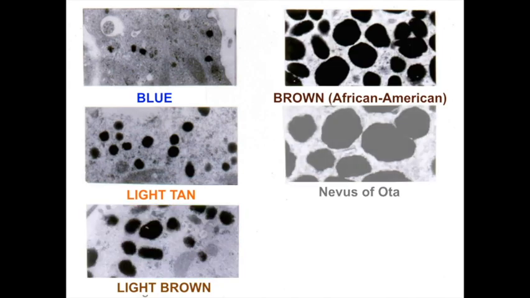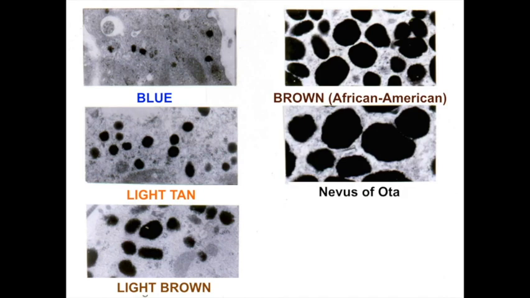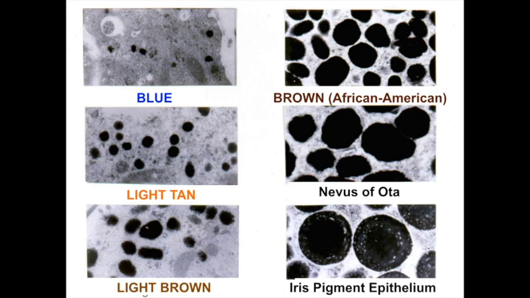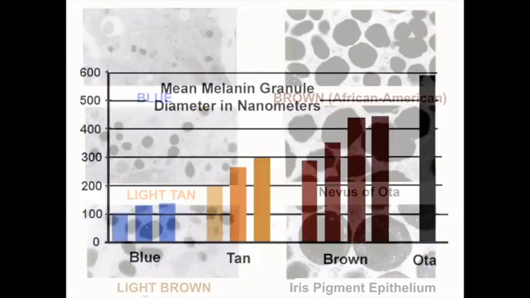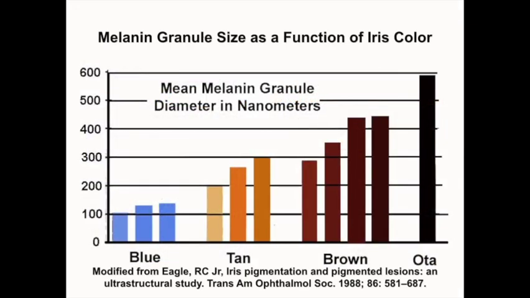The largest melanin granules were found in a case of oculodermal melanocytosis, or the nevus of Oda. The round granules of neuroepithelial melanin in the iris pigment epithelium are always largest. This chart shows increasing melanin granule size as a function of iris color.